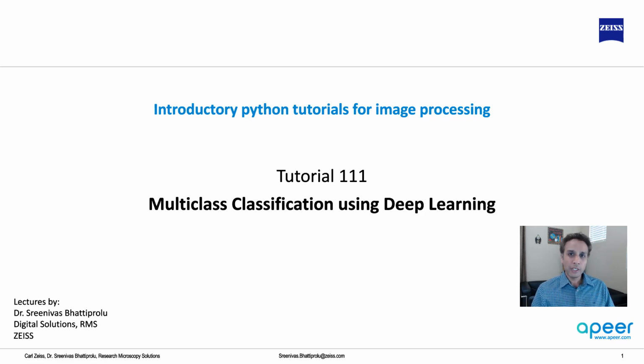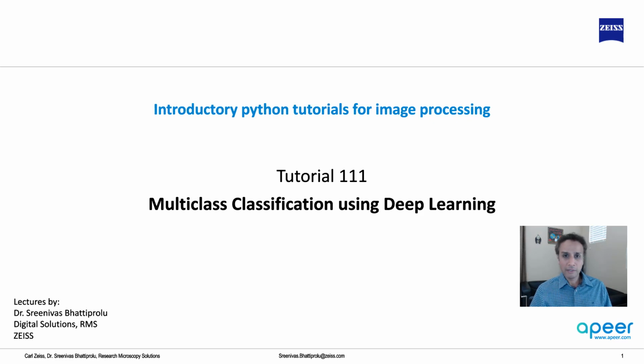In the last couple of tutorials, we looked at a couple of different types of machine learning or deep learning categories. In the last video, we looked at binary classification, and the one before that, we looked at regression. So let's continue this path and extend our binary classification to multi-class classification.